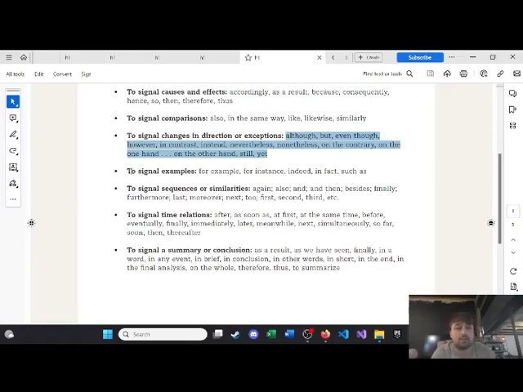To signal examples. Okay, so obviously you could say, for example, for instance, indeed, in fact, such as. So a lot of times when you're making a case, arguing something, you might support that argument with an example, and you wouldn't just throw the example in there and not explain it. You would give it as an example, right? So you'd say, for example.